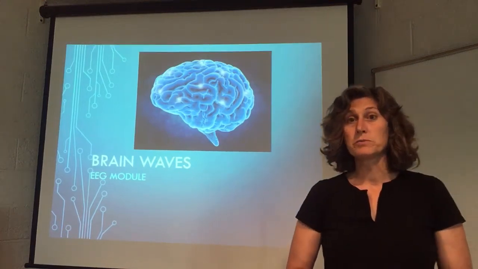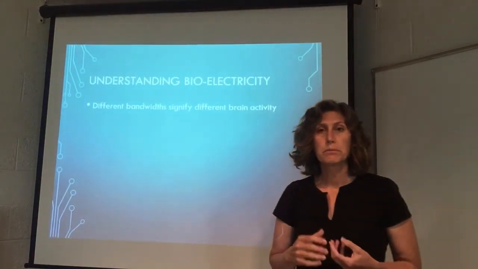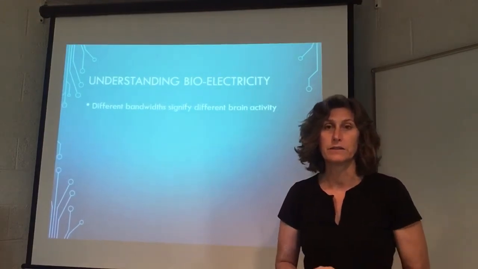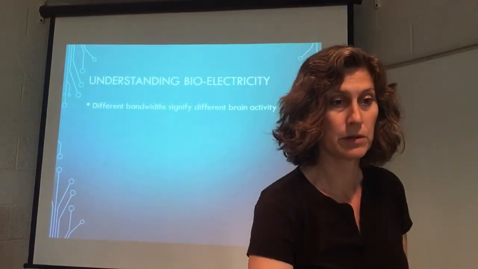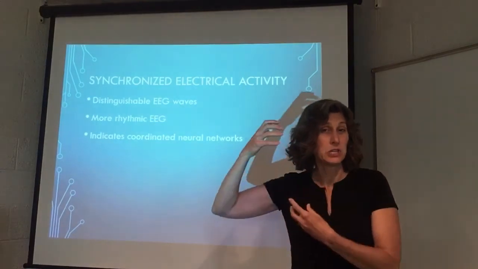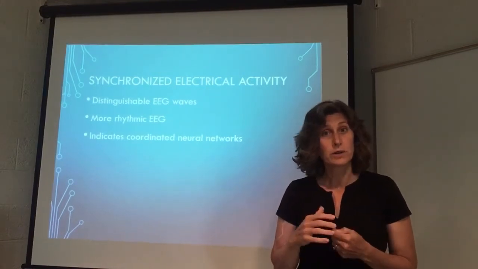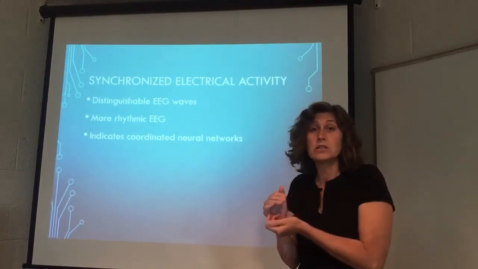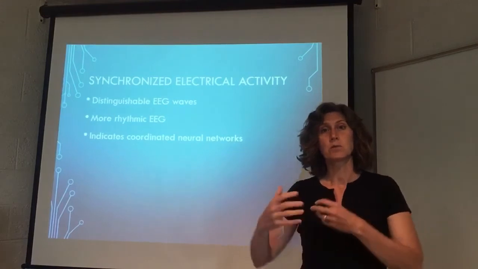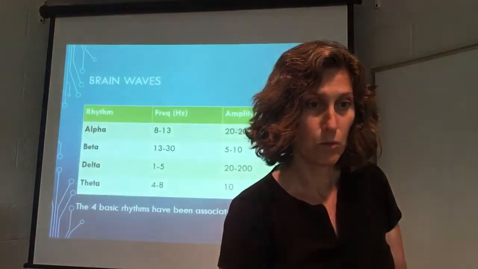Okay, this segment's going to be discussing brain waves. Different bandwidths of EEG activity signify different types of brain activity, and this is what we're going to be talking about in this segment. One aspect of brain activity that you're receiving at the EEG level is the degree to which the brain waves are synchronized. When they are synchronized, you can get some distinguishable EEG waves. They'll be more rhythmic, and it indicates some coordinated neural networks. And we'll talk a little bit more about that in a minute.